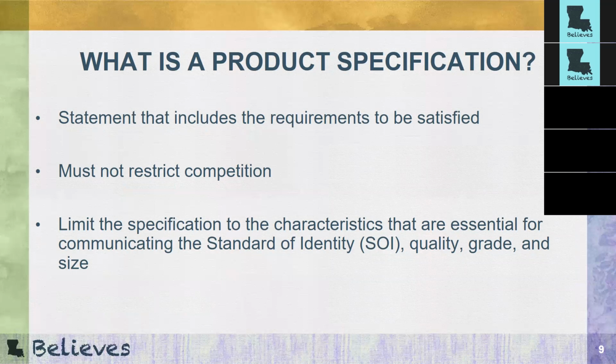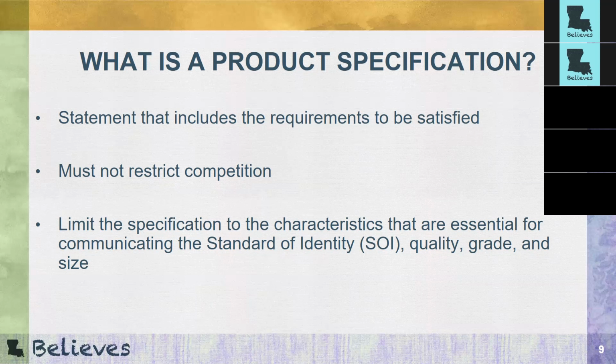So what is a product specification? It's a concise statement that includes the requirements to be satisfied by product, material, and/or process. It is important to develop specifications that do not restrict competition. Specifying a brand name only product instead of allowing a pre-approved equal to be offered restricts free and open competition.